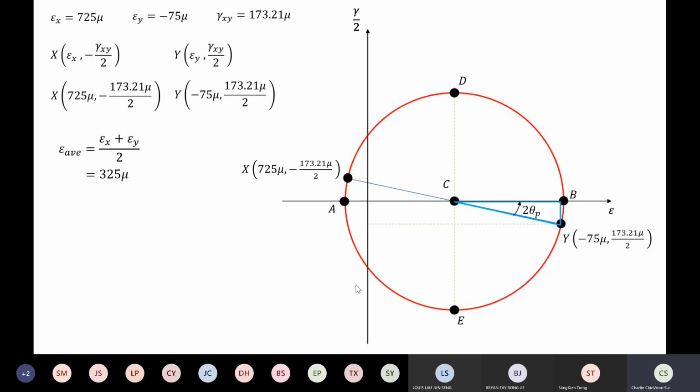So what is the use of R? In order to calculate the maximum normal strain, at point B, it will be the strain average plus R, because CB is R. The minimum normal strain, from the origin to A, will be the strain average minus R, so you will get the negative value at this point, 84.3 micro.